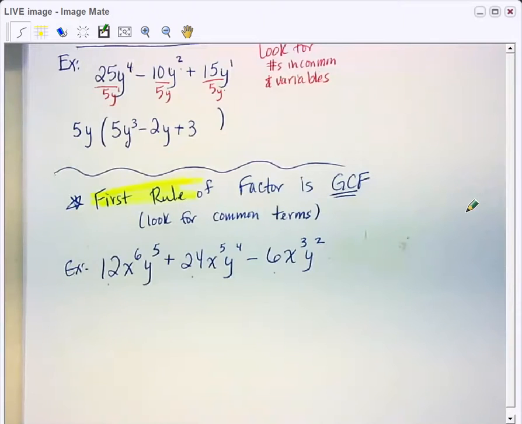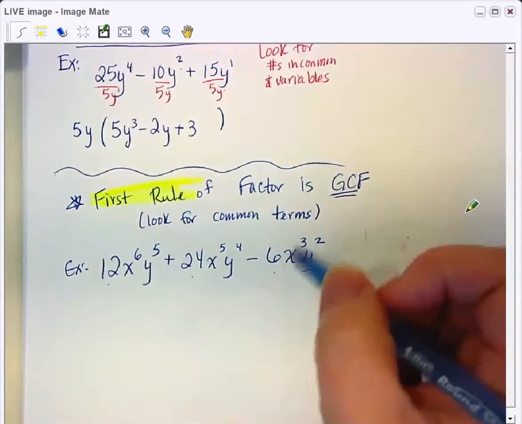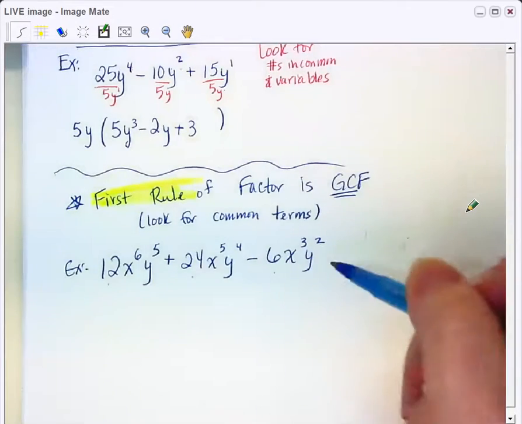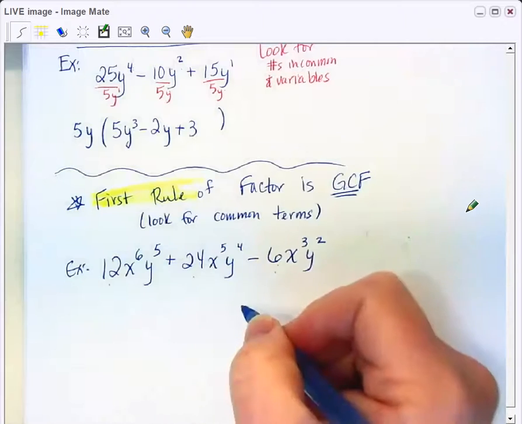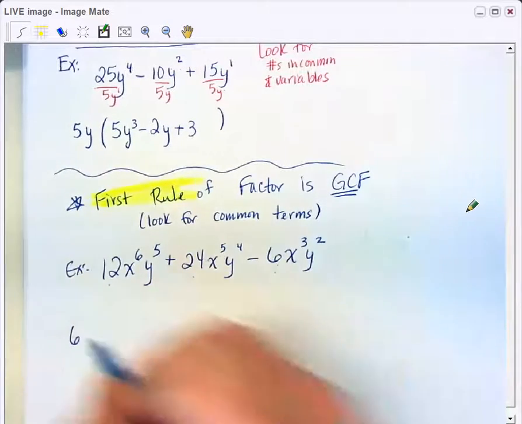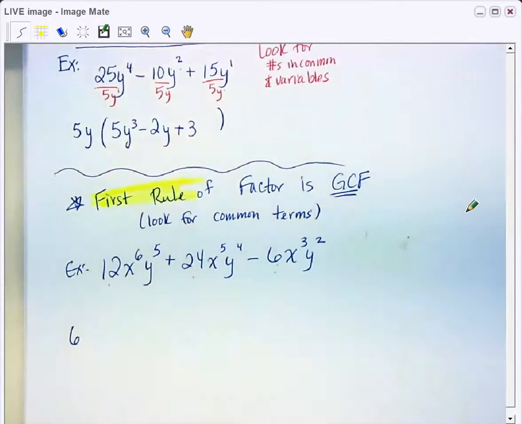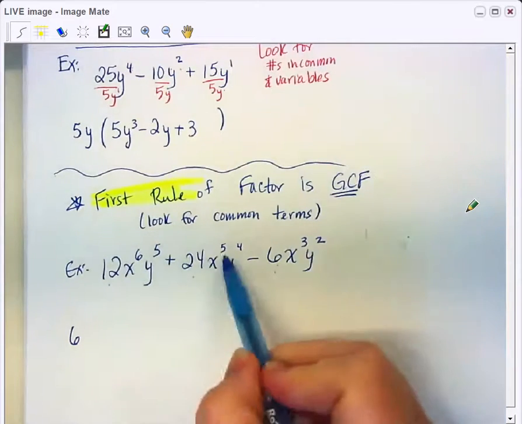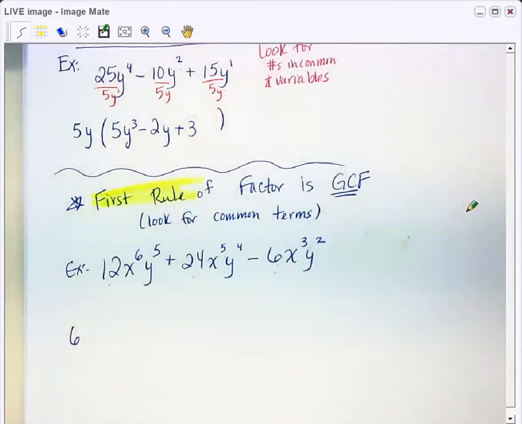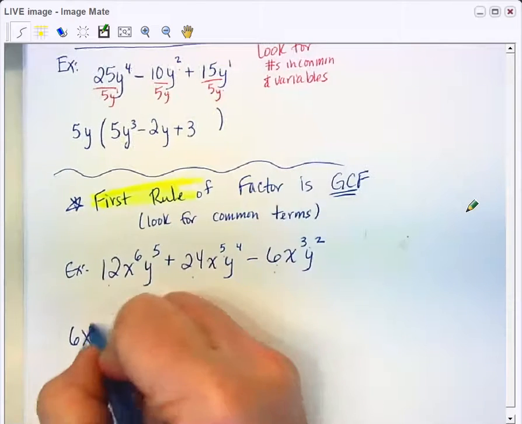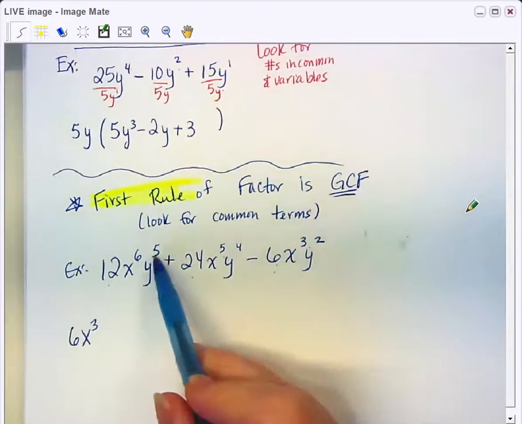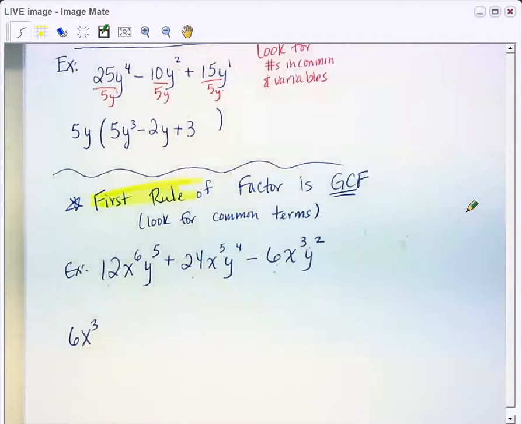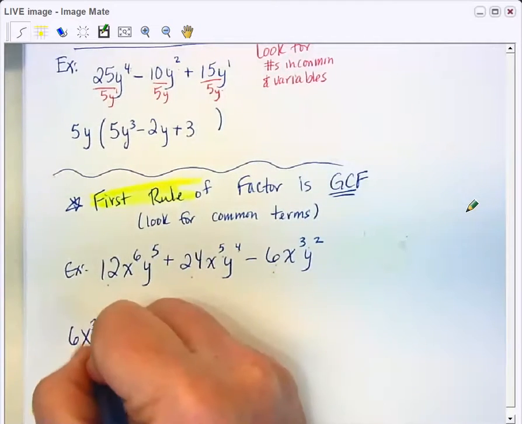Awesome. Okay, so let's look at it. The biggest number is 6. Yes, 2 goes in all of those, 3 goes in all of those, but 6 also goes into all of those. So 6 is my biggest number. Then comparing my x's, which one's smallest? 6, 5, or 3? That's not hard. X to the 3 is the smallest. And then my y's, I have 5, 4, or 2. So I'm going to take out y to the 2.